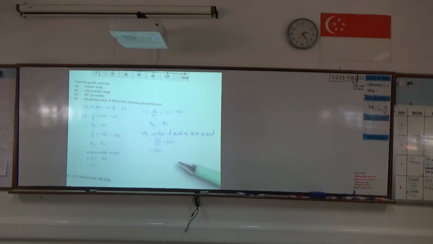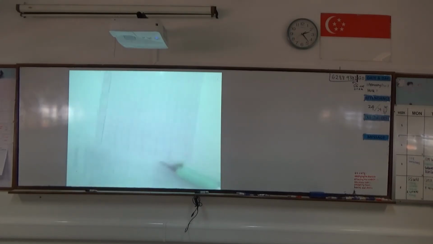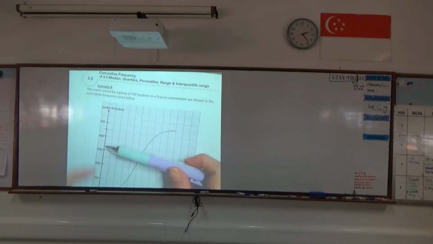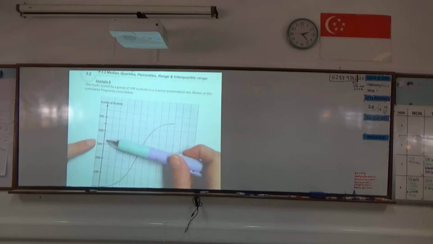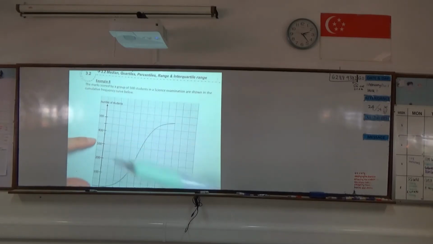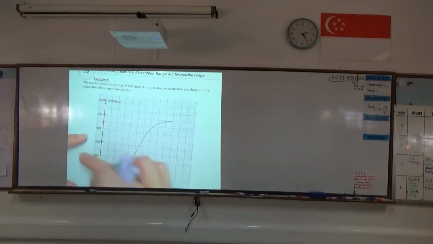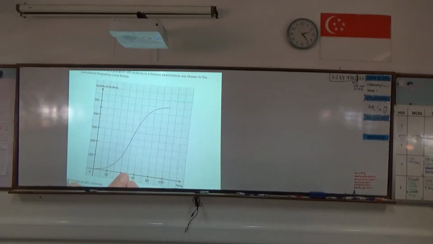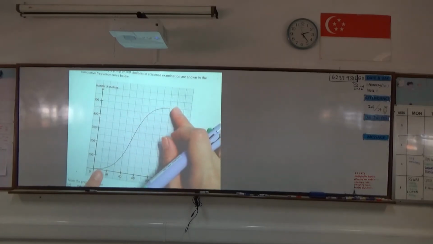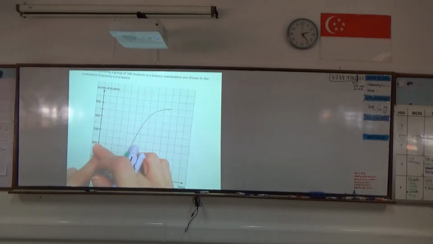Take note that when you calculate this 350, you should not be reading it at 350. Because when you read it off at 350, you're looking at the number of students that actually score less than or equals to that particular mark. Any data that you read from the curve is always less than or equals to that mark.